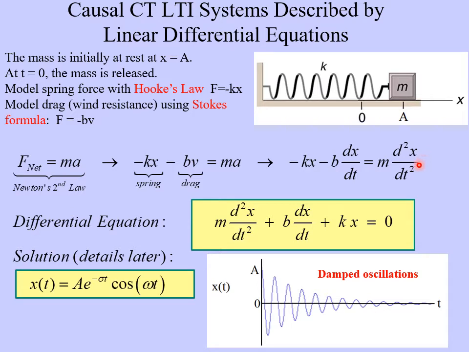So it's customary to rearrange all these terms and put the highest order derivative over here on the left. So let's put this term over here, and we'll bring this term to the other side. So we get m times the second derivative of x plus b times dx/dt plus kx equals 0. So this is a differential equation. And a differential equation basically means it's an equation that has derivatives of the variable that we're trying to solve for. Okay, so we can't solve this obviously using algebra.